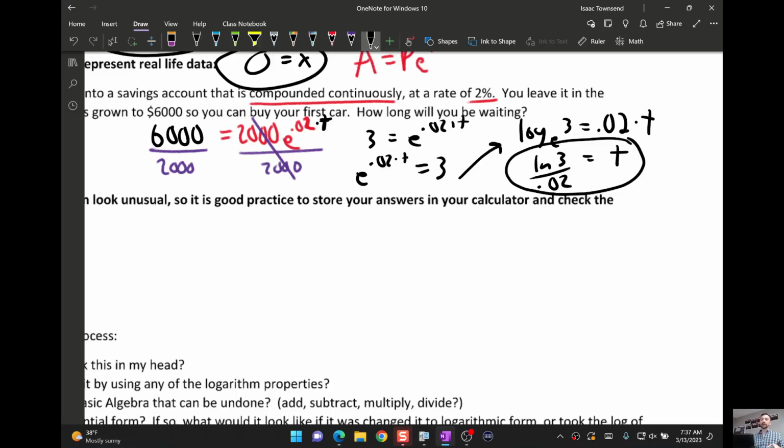So if you put $2,000 in the bank, they only offer you 2%, and you're going to leave it alone until it's $6,000 for whatever you're saving for, car, whatever. That's the exact amount of time. And we could type that in our calculator if we wanted a decimal. It's about 55 years. So if that was your plan for your first car, you would probably want to come up with a new plan, because you're not going to want to wait 55 years. You want to add some more money to that or something.